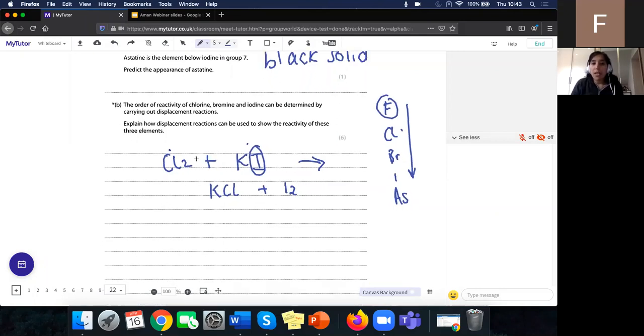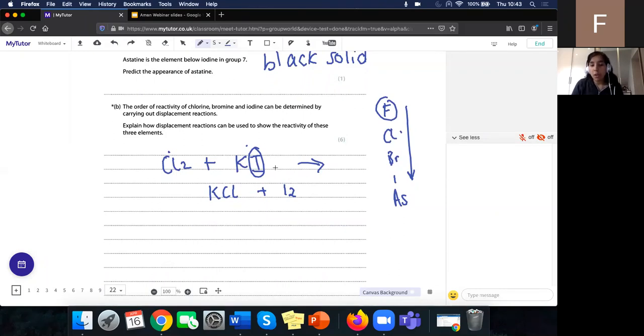So the way to answer this question would be to talk about the equations that you would need. So we need to show that the reactivity of chlorine, bromine and iodine can be determined by carrying out displacement reactions. So you could talk about the trend. So you can say that the halogens become less reactive as we go down the group. Therefore, if we react a more reactive halogen with a less reactive one, it will displace it. And then you can either write the equations of 2 or 3 of them to show this, or you can write it out as words.